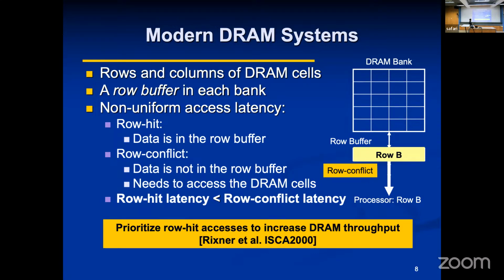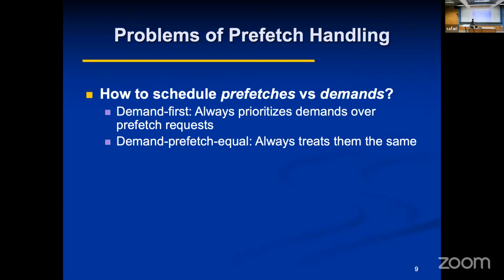So we have prior works that prioritize row hit accesses to increase DRAM throughput, which tries to improve row buffer hits as much as possible so that we can service the data at the lowest latency possible. But now consider a system that has prefetchers implemented. How do we prioritize the prefetch requests as compared to the demand requests? We can come up with two basic policies, in a simplistic version.